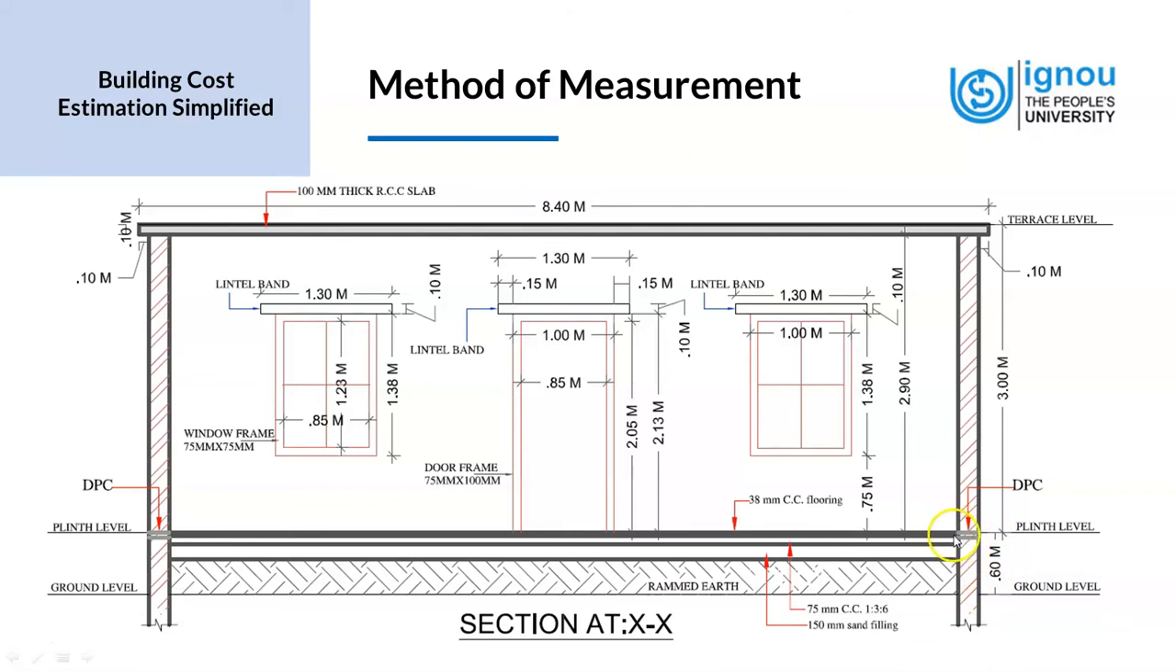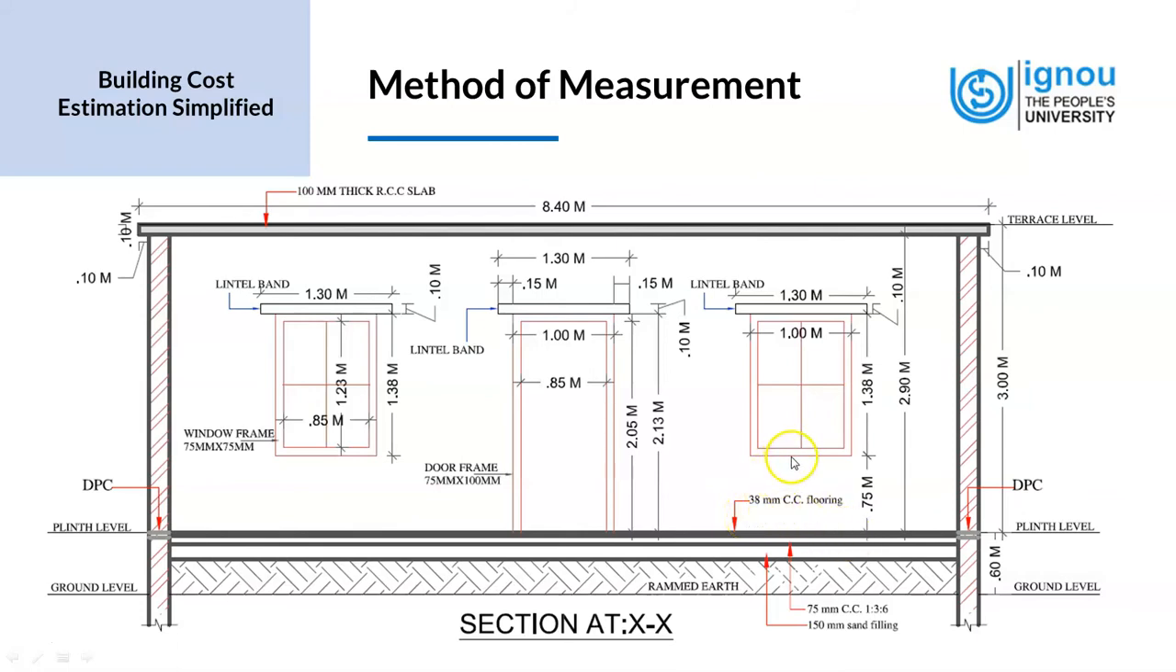We see a gray thick line here. It's called DPC, the damp proof course. We will refer to it in detail in the section on the foundation. Then we come up. This is the floor level, and we have the specification as a 38 mm CC flooring. It's a 38 mm cement concrete flooring.